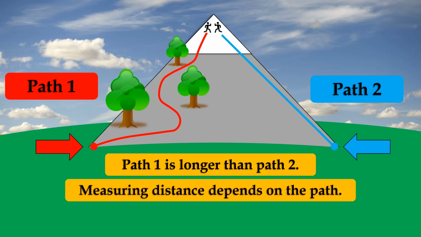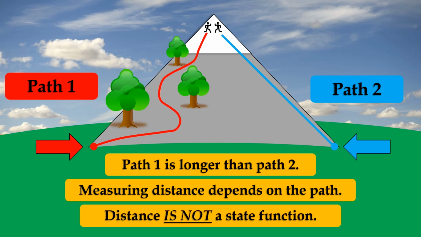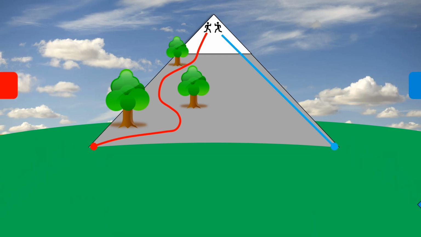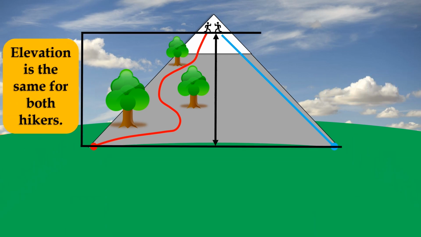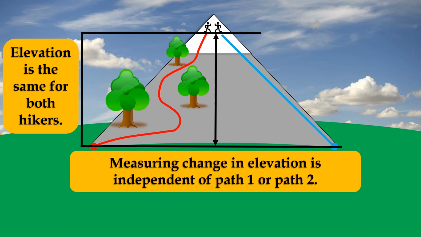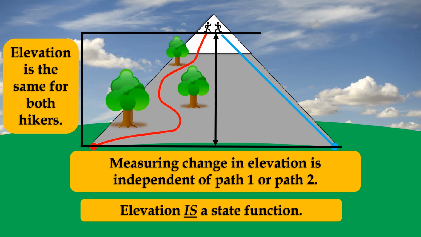Measuring distance depends on the path. Distance is not a state function. But notice the elevation is the same for both hikers. Measuring change in elevation is independent of path 1 or path 2. Elevation is a state function.